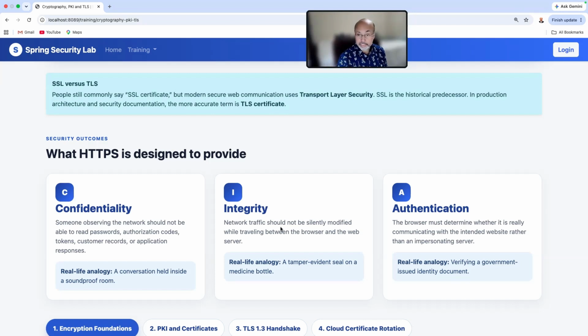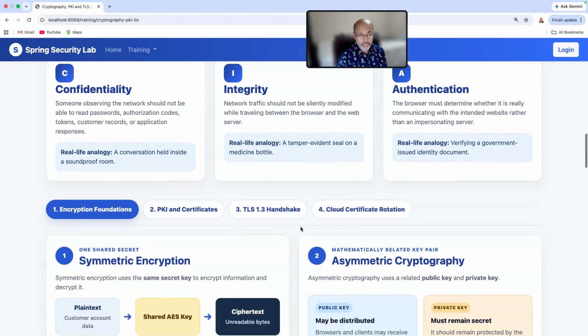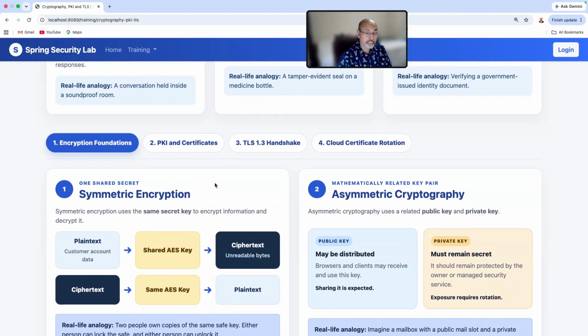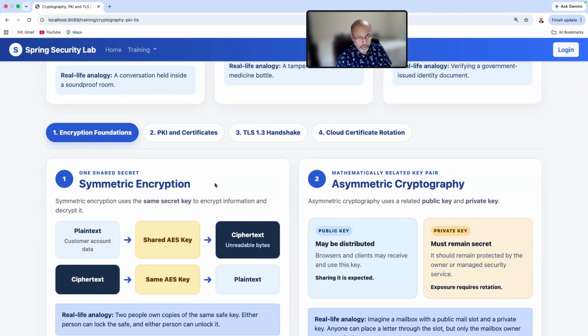Okay, let's keep going down. So, the encryption foundation. We covered PKI. Next, we will cover PKI and certificates. Let's see. One shared secret. This one we talked about a little bit.